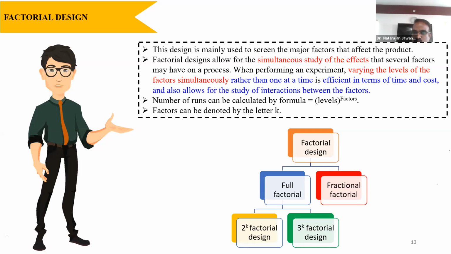Here, in 2 levels, all the factors we can change, and it is very efficient in terms of time and cost, and allows for the study of interaction between the factors. Yeah, interaction study also we will get. Main effect of individual factors, and interactive effect of the combination of factors, we will understand through factorial designs. The number of runs can be calculated by the formula levels to the power factors. Usually factors are denoted by the letter K.